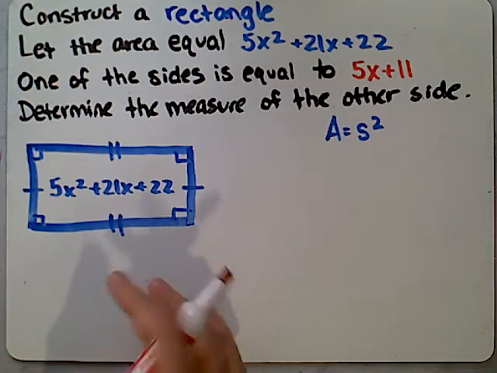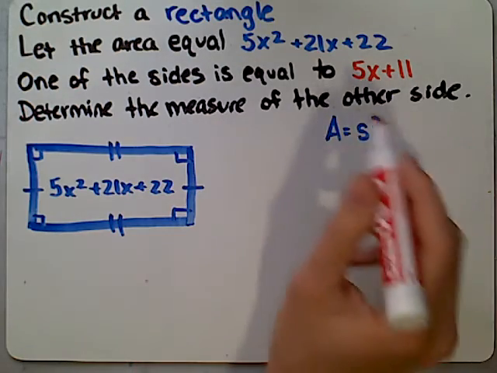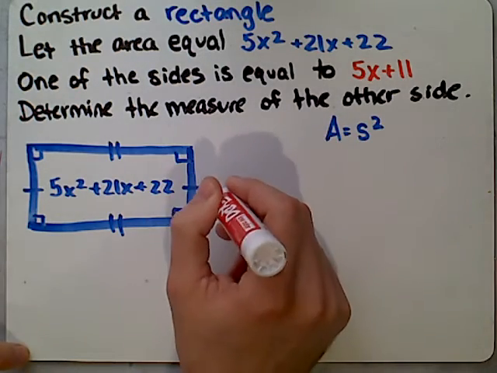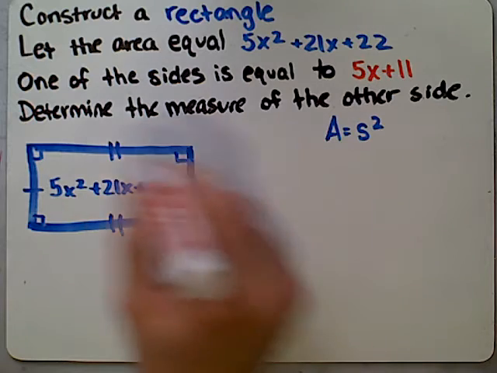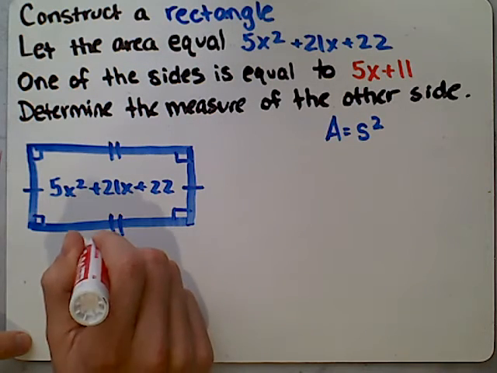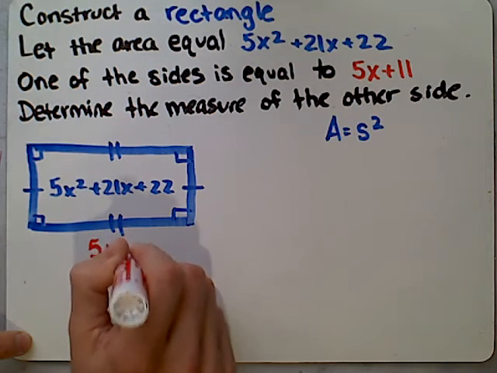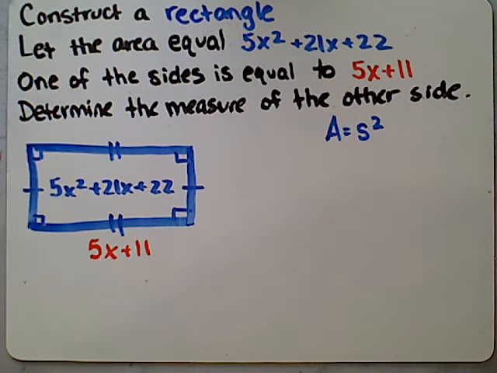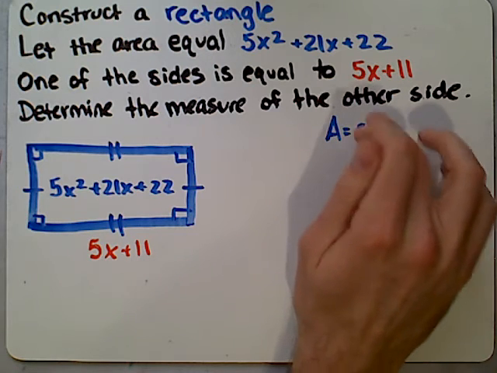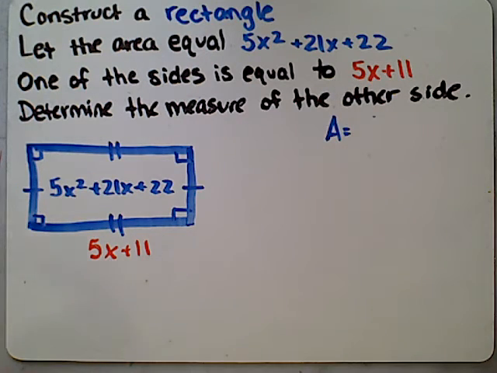Is the space here. When we give you one of the sides, in this case 5x plus 11, that can go as the shorter side or the longer side. It really doesn't matter for our purposes currently. So I'm just going to put that down here because I've got some space. But it really doesn't matter a whole lot where you place that side. Remember that the area for a rectangle is length times width.